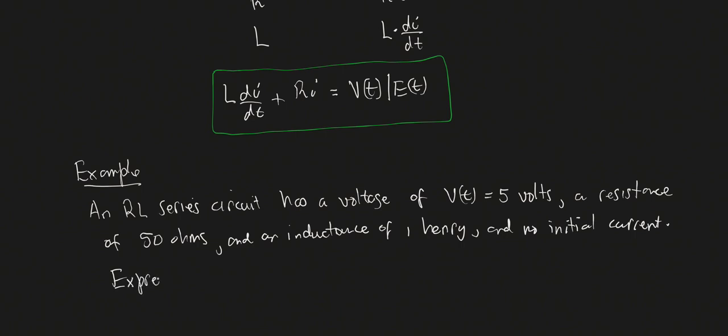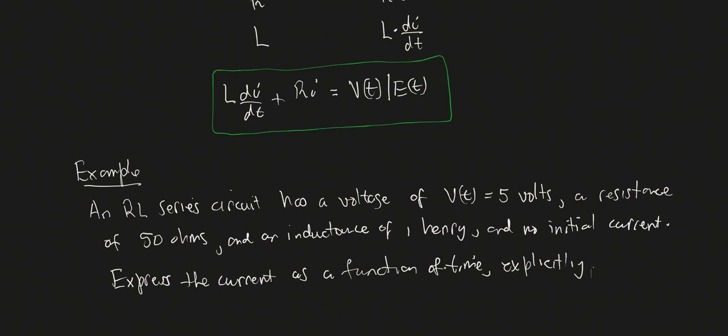Here are our instructions: express the current as a function of time. So express the current as a function of time explicitly, right? Let's write that. So, explicitly. All right, there we go.